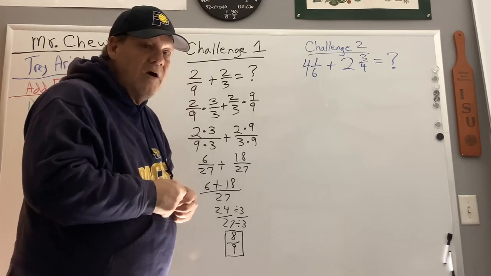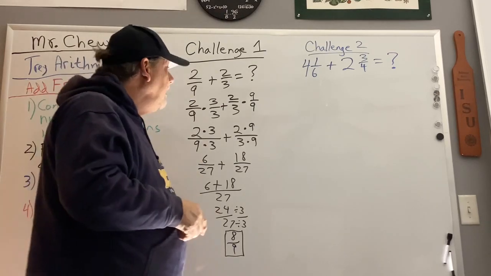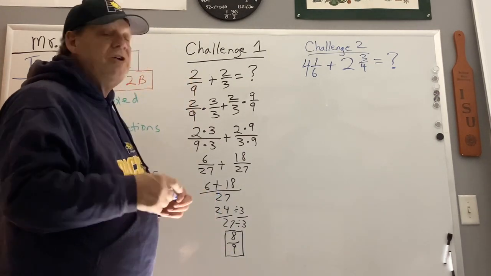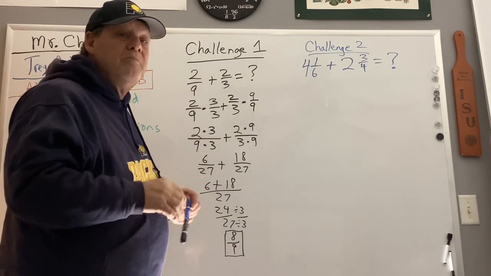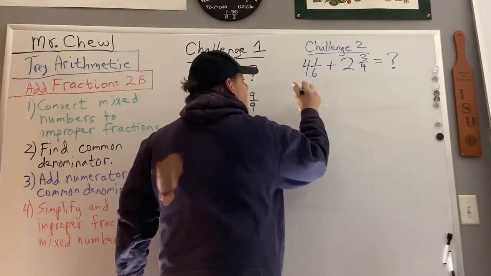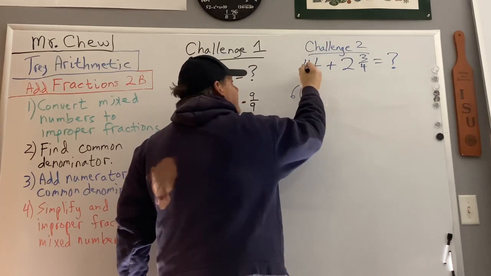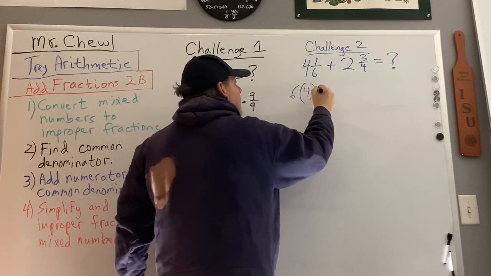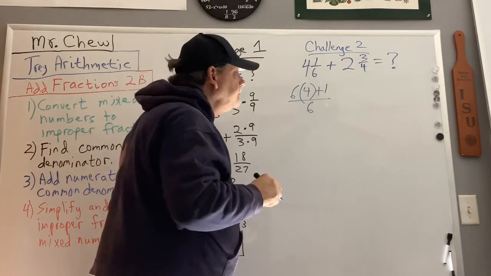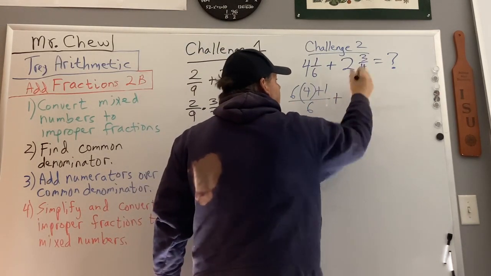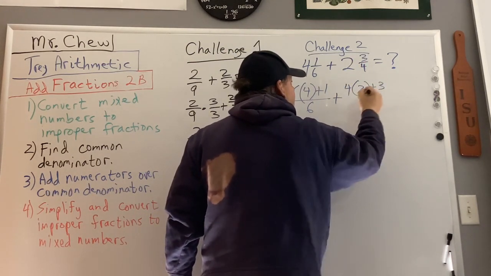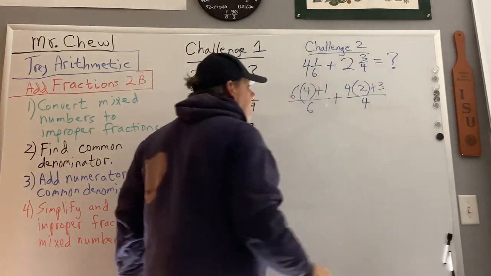Did you get that one right? Hopefully you did. Now let's go to number 2. On challenge number 2, you have to change all mixed numbers to improper fractions. And the way you do that, you take the denominator times the whole number plus the numerator over the denominator.